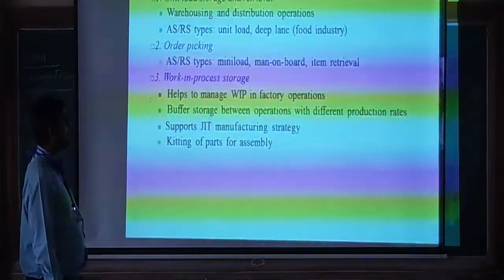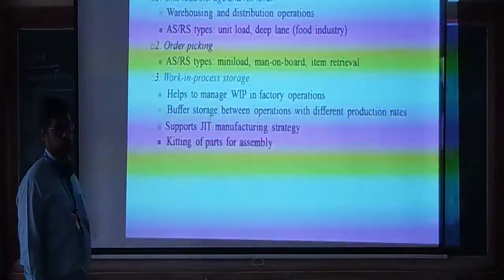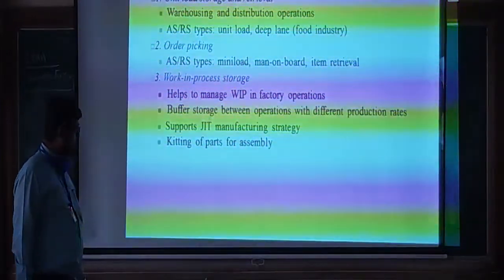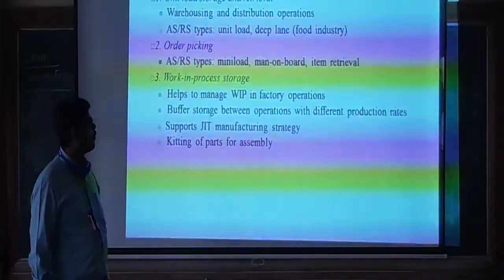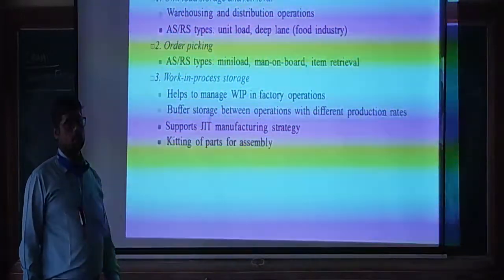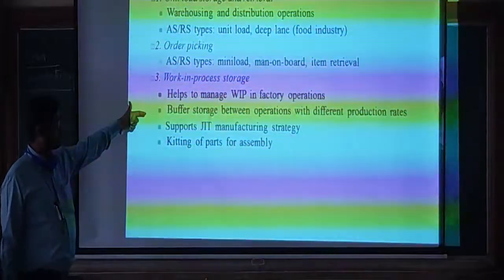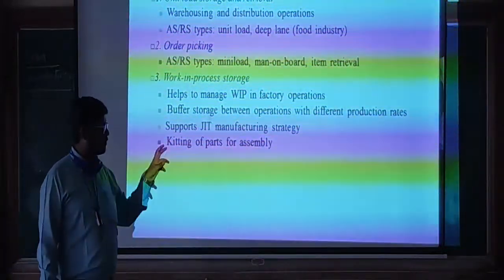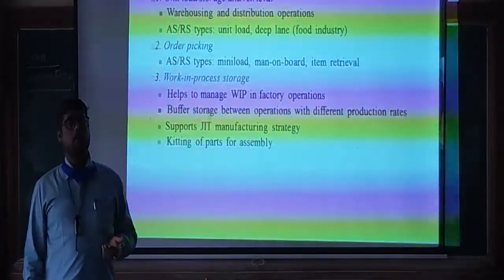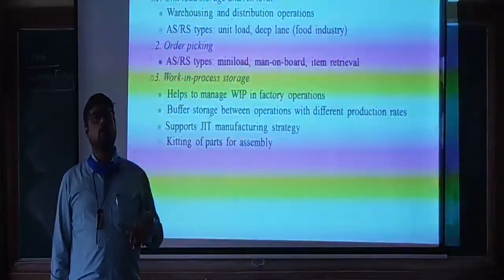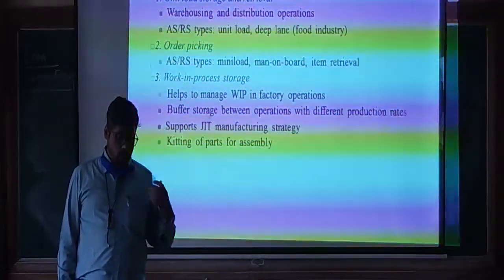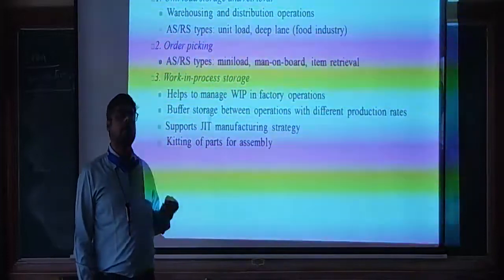So to manage that work in process, we require this type of ASRS, automated storage and retrieval system. Then, buffer storage between the operations with different production rates. As I have told just now, I have explained about this: work in process and different rates of production. RP, rate of production, depends on your average production time.